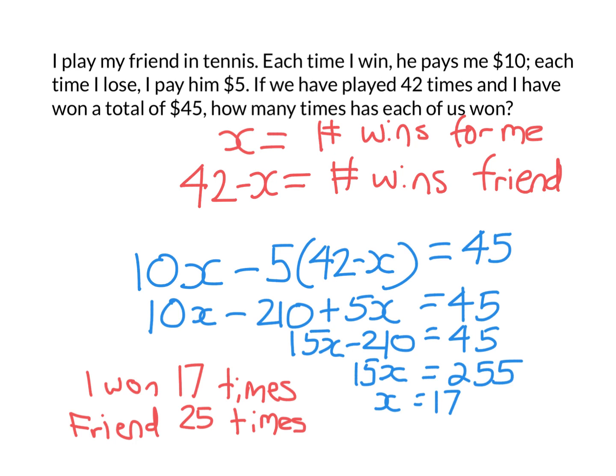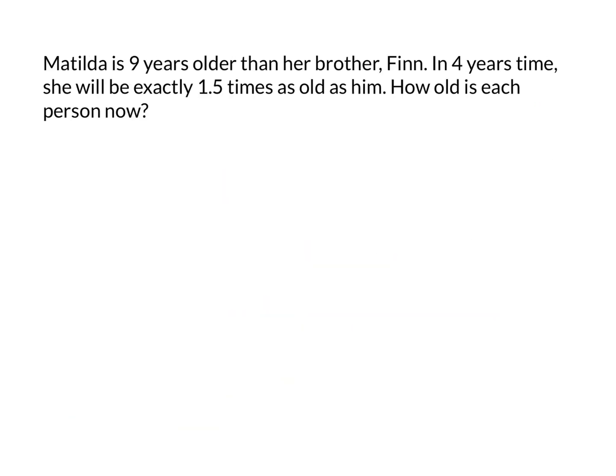All right, let's now look at a harder question. So Matilda is 9 years older than her brother Finn. In 4 years' time, she'll be exactly 1.5 times as old as him. How old is each person now? Once again, we're asked to find multiple quantities. We need to find Matilda's age and Finn's age. We have to use the same pronumeral or letter for both of them. We can't use a different variable. We don't know how to solve equations with more than one variable.